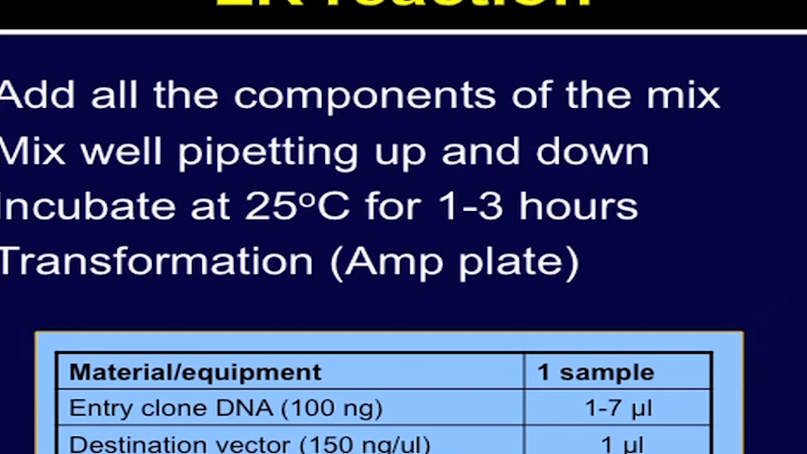Add all the components of this mix by pipetting up and down. Incubate them at around 25 degrees for 1 to 3 hours, and then this mixture can be plated on an ampicillin plate. The antibiotic will be able to screen only those clones which have the gene of interest in the correct vector.